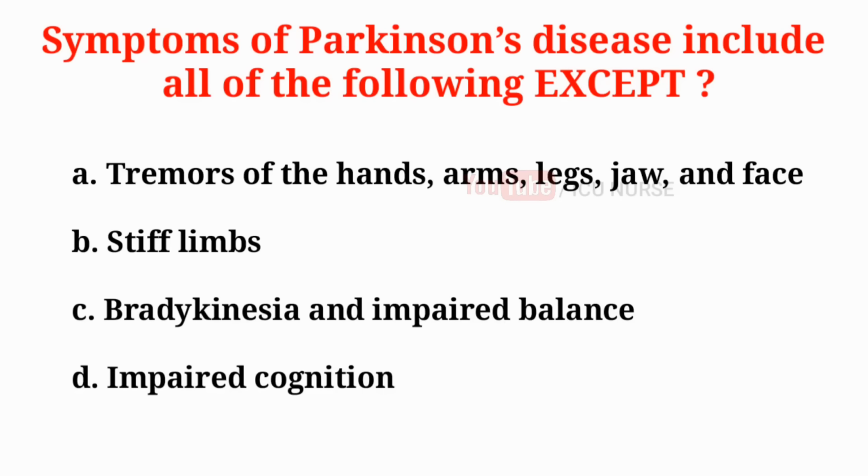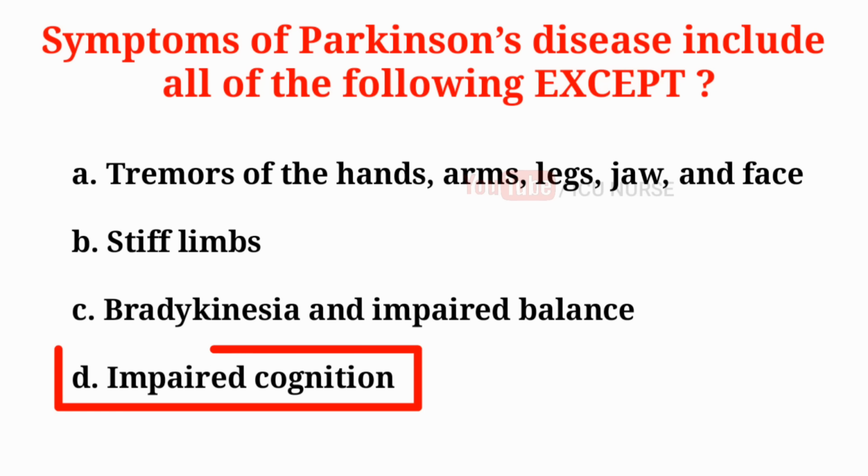Symptoms of Parkinson's disease include all of the following except A. Tremors of the hand, arms, legs, jaw and face, B. Stiff limbs, C. Bradykinesia and impaired balance, D. Impaired cognition. And the correct answer is D. Impaired cognition.